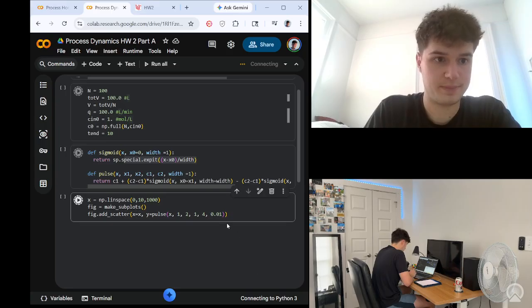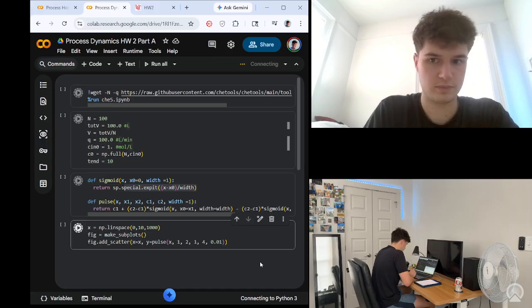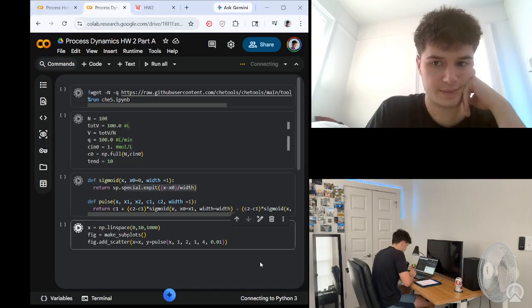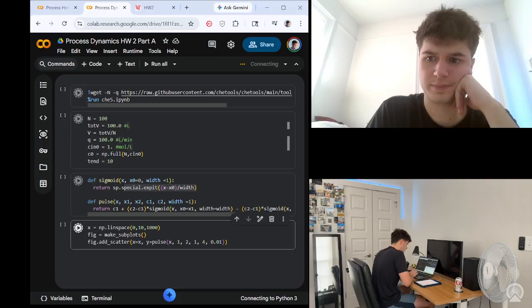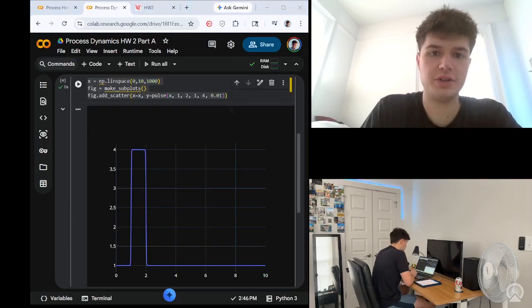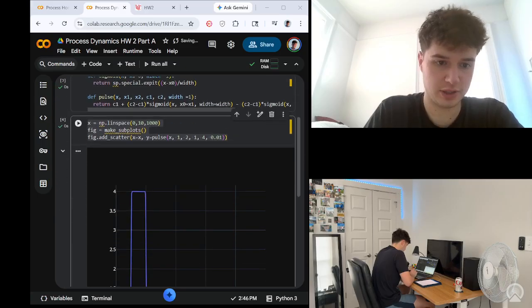Okay, so now we are clear to run all and see what happens. Let's see if it works. I'm going to pause. I'm not sure exactly what's happening. Okay, no issues. My computer was just taking a long time to run it.